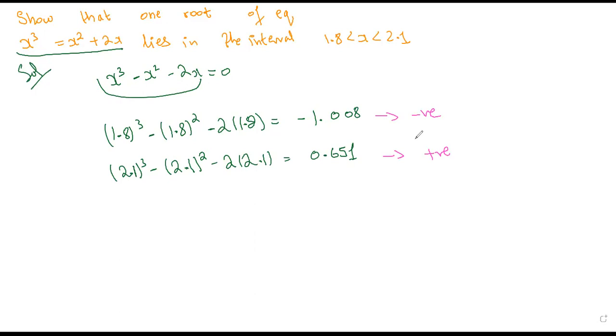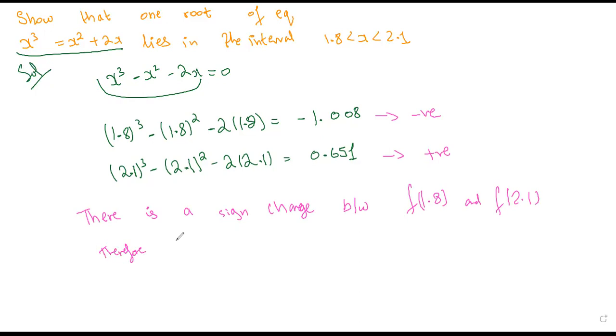Very good, excellent. Okay, so we are done with the first, and you have to write this line, okay? Never ever forget this. This is the justification which they want, okay? You would be able to see it in the marking scheme as well. There is a sign change between f of 1.8 and f of 2.1. Therefore, there is a root of x cube equals x square plus 2x in this interval. Okay, so you have to write down this whole thing. You would not get marks for this part only. Okay, this is the justification.